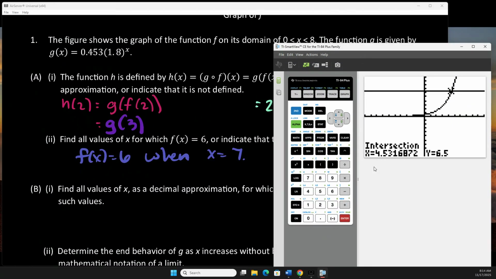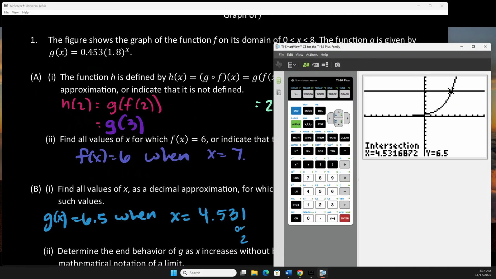All right, and so I would say something like g of x equals 6.5 when x equals, and then we're going to need to be sure we're accurate to 3 decimal places. So you can say 1, or you could say 2, totally up to you. Or you could do the whole number.